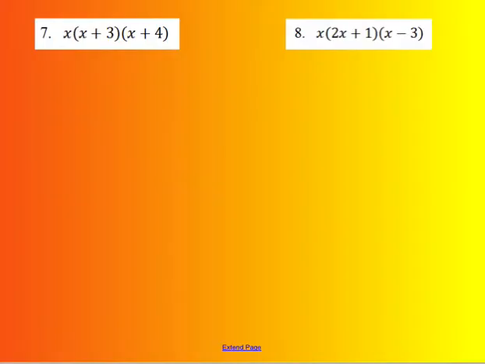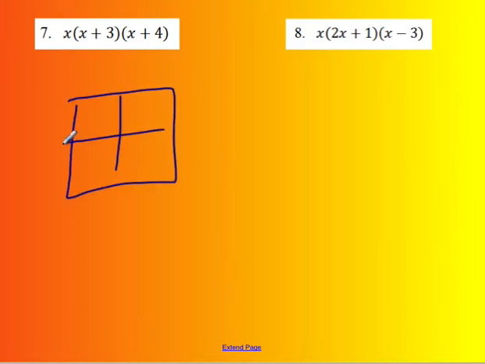Alright, so let's take a look at this one. Now we're going to have to distribute in some x's, but that's okay. That's something we can handle. The first thing we're going to do is multiply this x plus 3 and x plus 4. So x and 3 go on top, x and 4 go on the bottom. Remember, if you flip-flop these two, that's okay. It'll still get you the same answer.